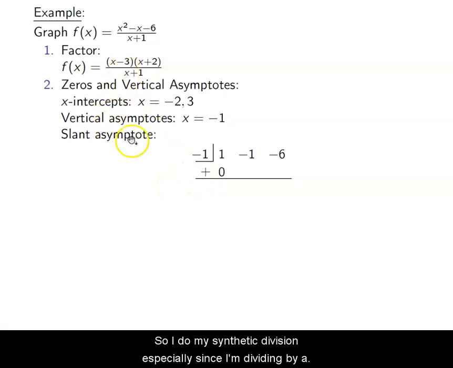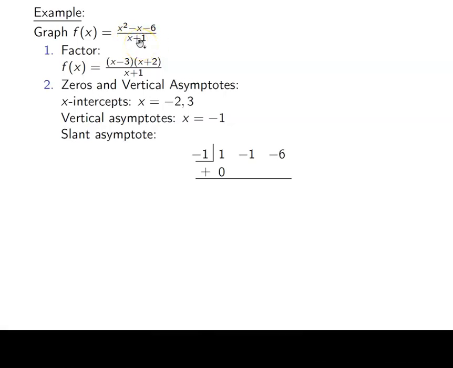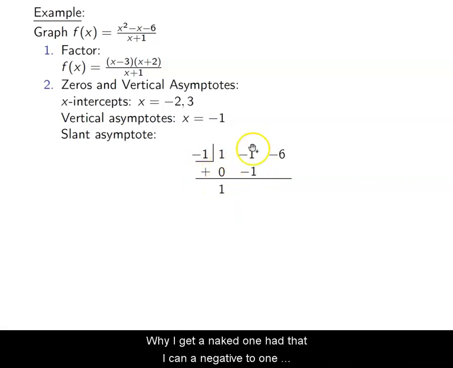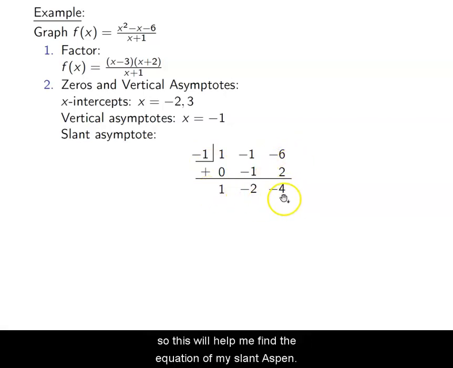So I do my synthetic division, especially since I'm dividing by a linear factor. Sorry guys. So I'm going to use the 0 of that, which is -1. Start off with 0. Again, it's 1, -1, -6. So 1 plus 0 is 1. Multiply, I get a -1. Add that, I get a -2. Multiply that, a +2, and I get a -4 out. Okay. So this will help me find the equation of my slant asymptote.